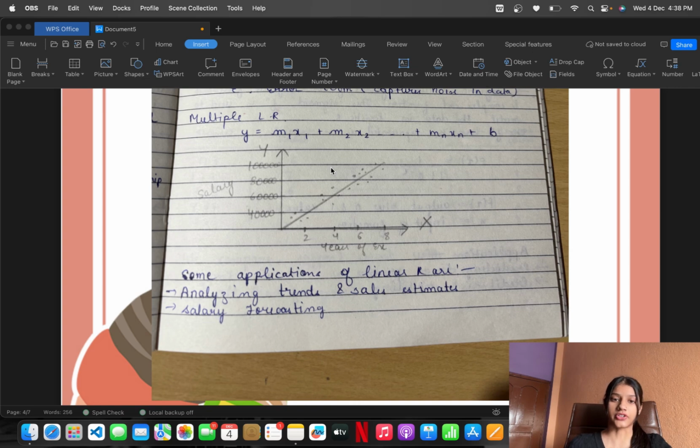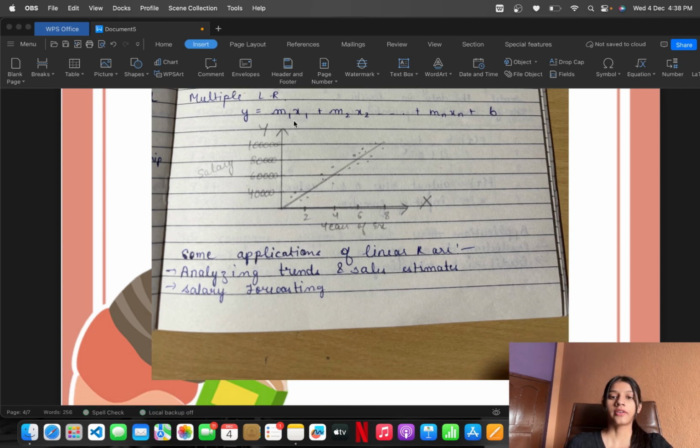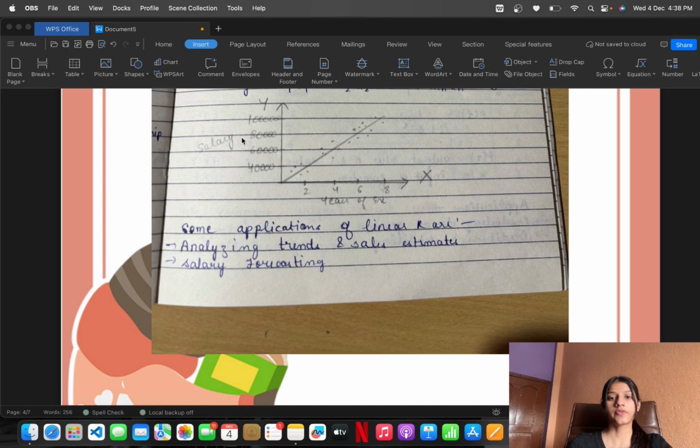Multiple linear regression: y = m1*x1 + m2*x2 and so on, plus b. Here we have more than one input variable. Now this figure shows that as the years of experience increase, salary also increases. Some applications of linear regression are analyzing trends and sales estimates, and second is salary forecasting.